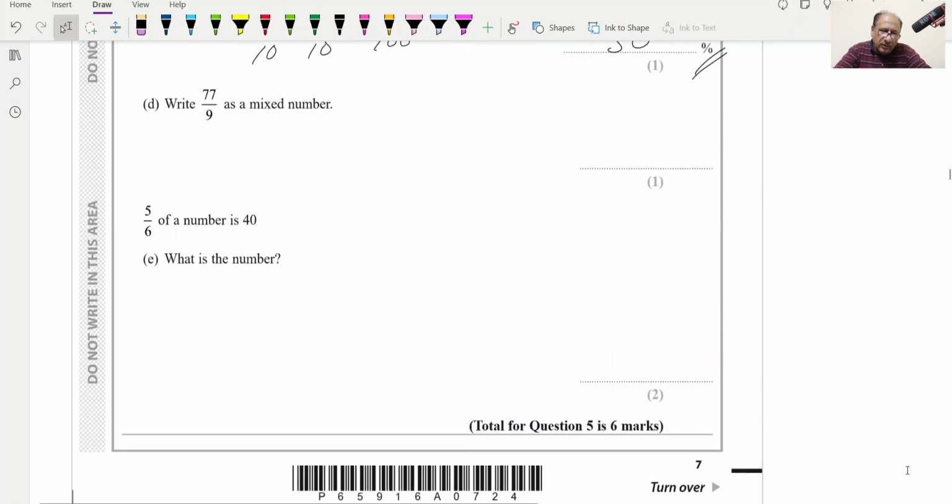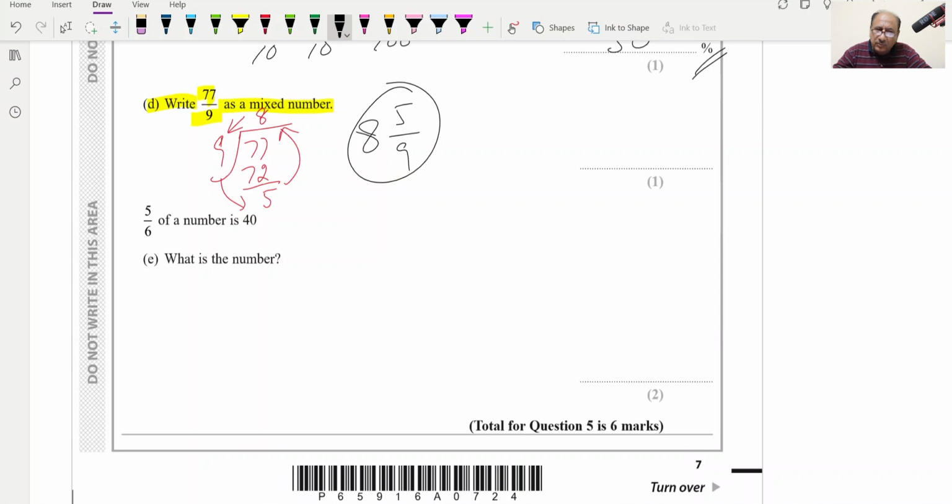Now D part, write 7 by 9 as a mixed fraction. So 77 over divided by 9. So it will be 9 8s are 72 and 5 will be remainder. Now we can rotate like anti-clockwise, and answer will be 8 whole 5 by 9. This will be our answer. We can provide the proper location.